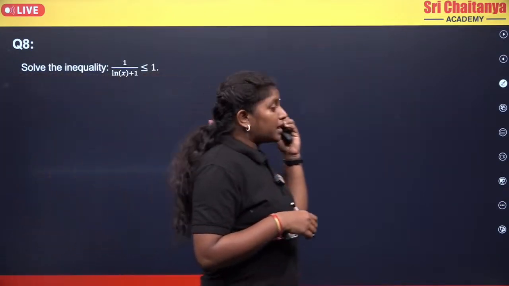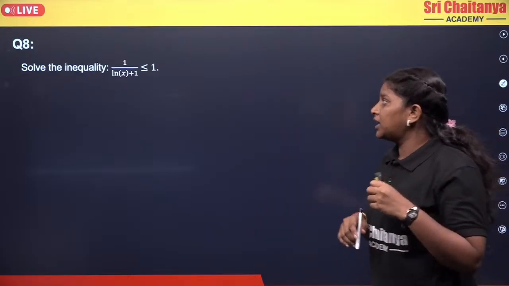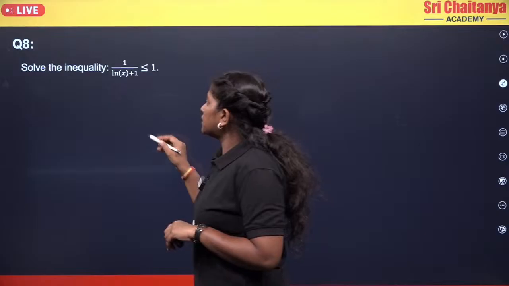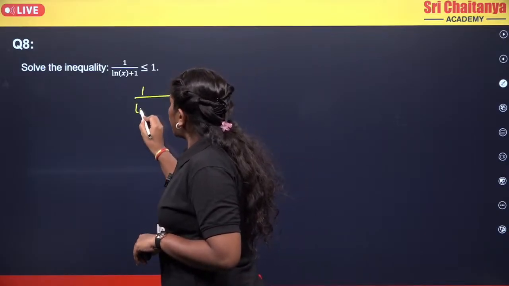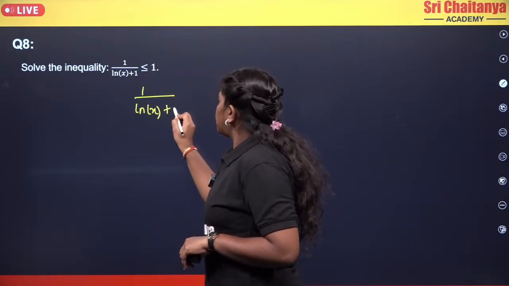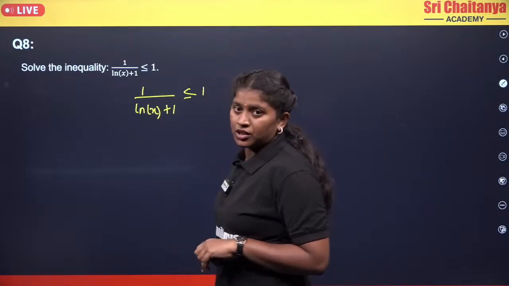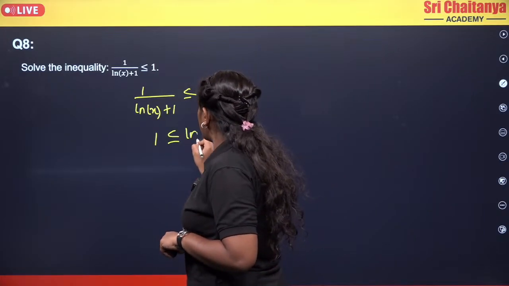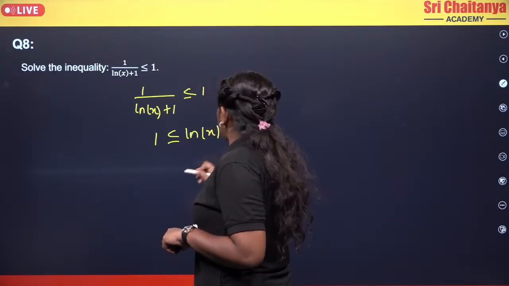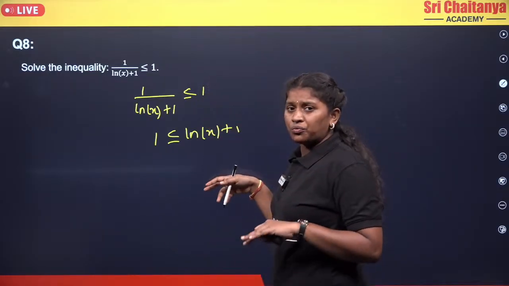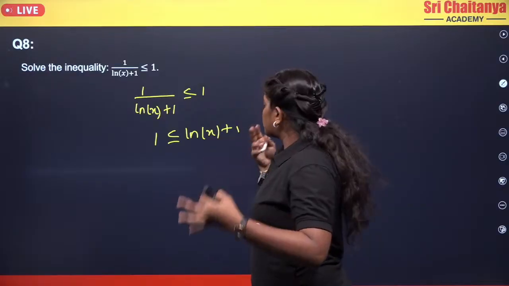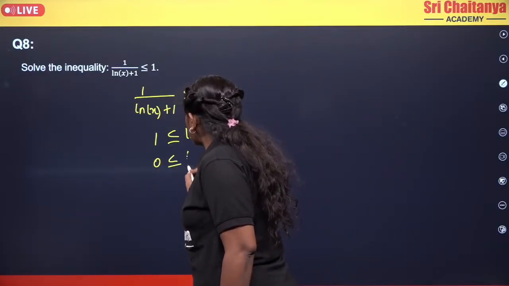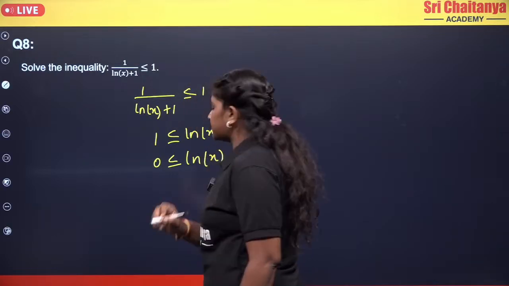Solve the inequality 1 by ln of x plus 1 less than or equals to 1. So how can we simplify this? If you observe here clearly, they gave that 1 by ln of x plus 1 less than or equals to 1. Okay. So now just do the cross multiplication. 1 less than or equals to ln of x plus 1. Now do the inequality. So we have discussed about the inequalities. So we need to eliminate the plus 1. So now doing that, 0 less than or equals to ln of x.